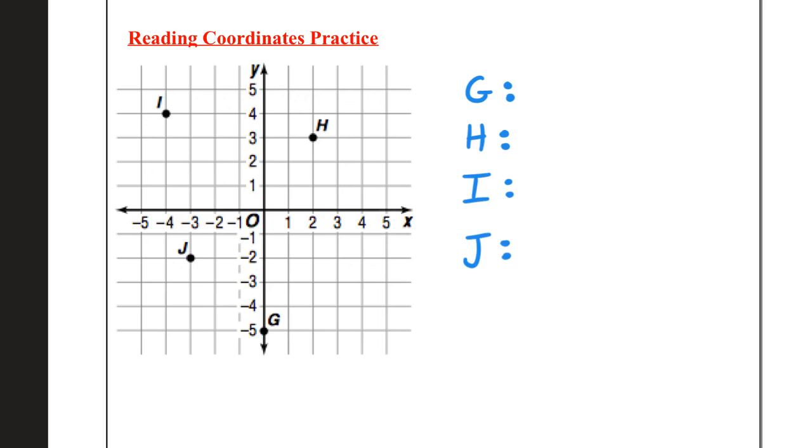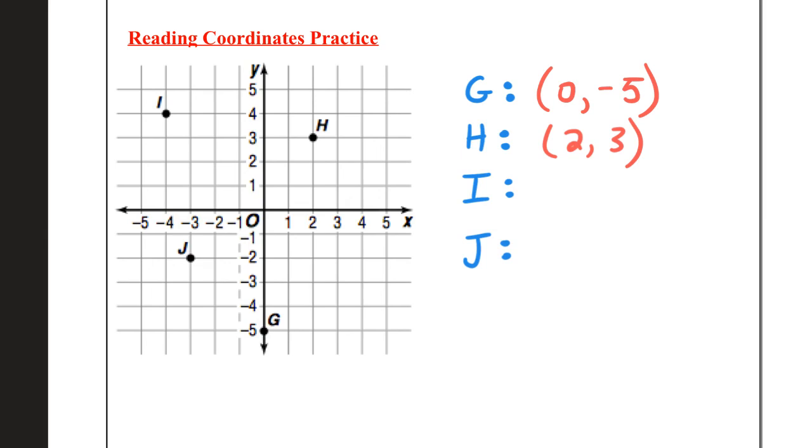Okay, so if we wanted to identify these 4 points, let's start with point G. Point G looks like it's down here. Its x value is actually 0, and its y value is -5. Remember, if you're right on the y-axis, your x value is 0. Okay, for H in quadrant 1, H has an x value of 2 and a y value of 3. X before y, just like the alphabet.